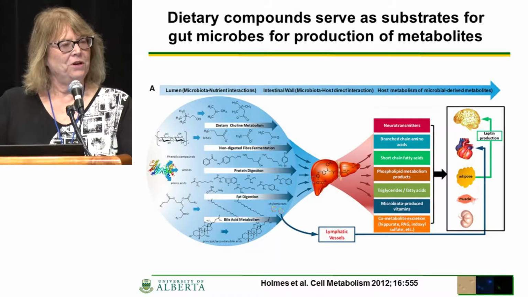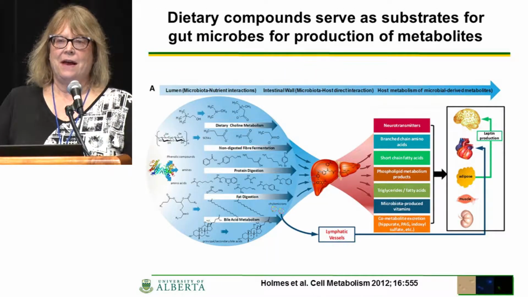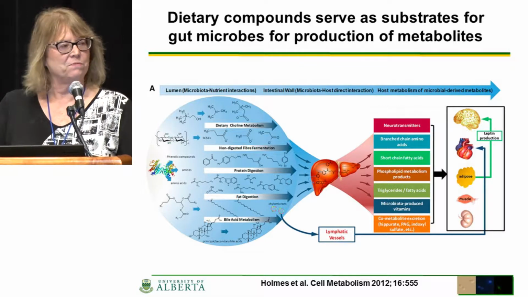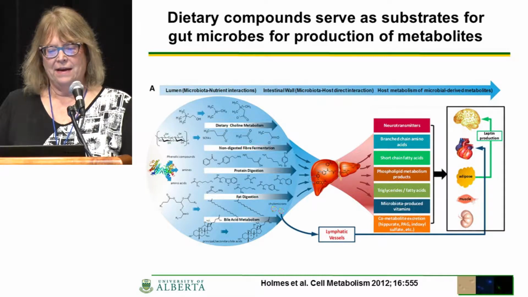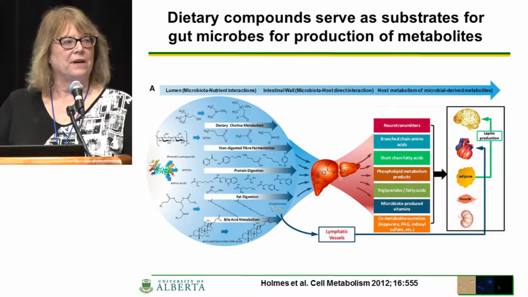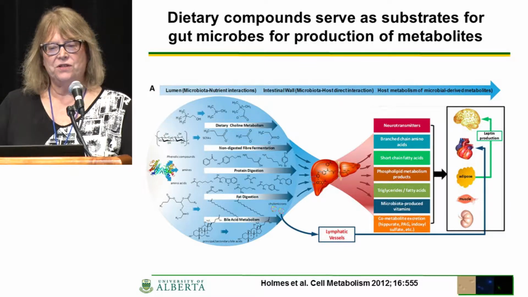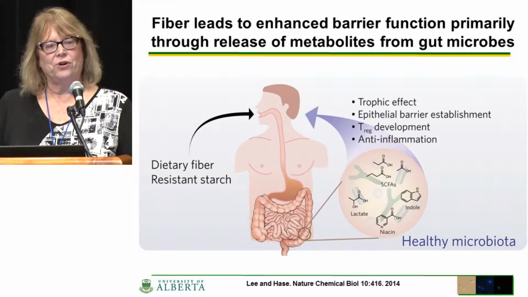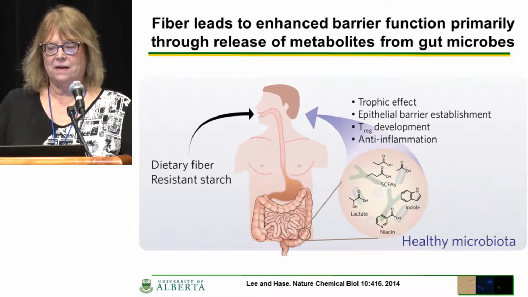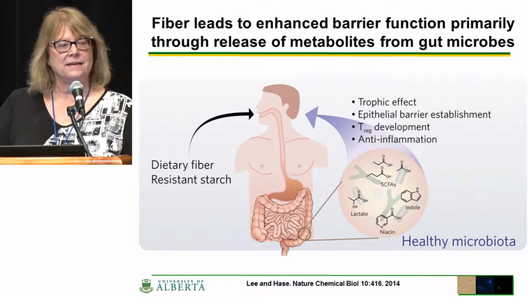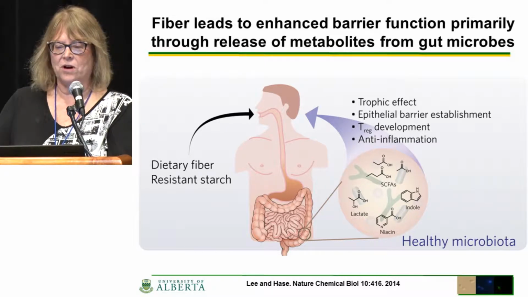Okay, now we've heard a lot that what you eat and what microbes you have will determine what metabolites are produced, both toxic and beneficial. And again, these metabolites go through the liver or via lymphatic, and they go throughout the entire body. And again, fiber leads to enhanced barrier function, primarily through release of metabolites. So not only a trophic effect, but also in Treg development and as an anti-inflammatory, which we'll talk about.